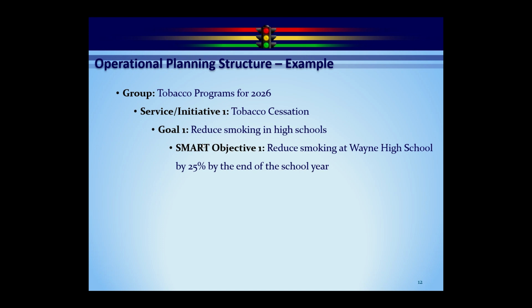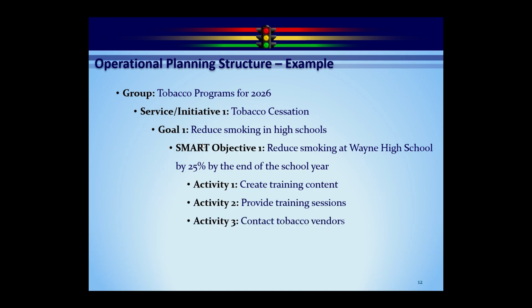Now, this is called a segment of an operational plan. Segments can repeat at any level. So you could have groups and subgroups. You might have some other tobacco programs underneath that group as a subgroup to it. You can have multiple initiatives, tobacco cessation being one of them. You could have ones that you're planning out. You could have reduce smoking in high schools.